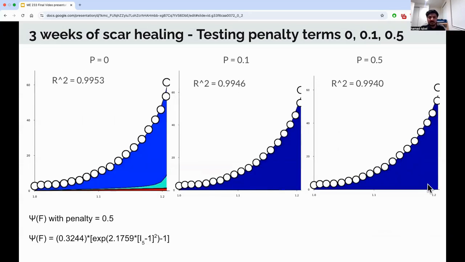And again, for week 3, we see that I5 dominates. However, this mechanics seems much simpler due to there only being 1 activated term for a penalty of 0.5, and the R-squared value being pretty consistent across the board.